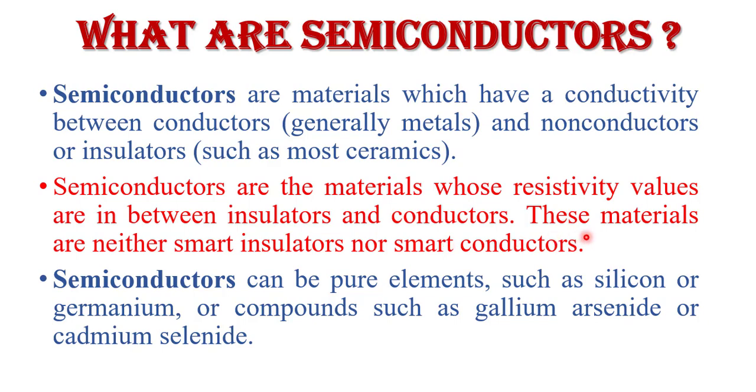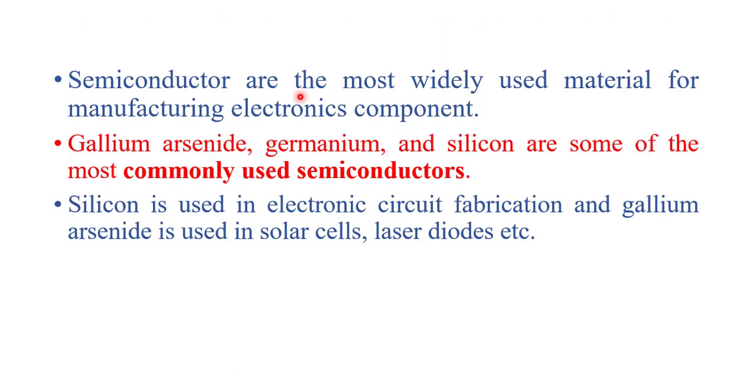So these types of material are neither a smart insulator nor a smart conductor. Semiconductors can be pure elements such as silicon, germanium, or compounds such as gallium arsenide or cadmium selenide. Semiconductors are the most widely used material for manufacturing of electronic components. Gallium arsenide, germanium, silicon are the most commonly used materials for manufacturing of electronic components, whereas silicon is used in electronic circuit fabrication and gallium arsenide is used in solar cells, laser diodes, etc.